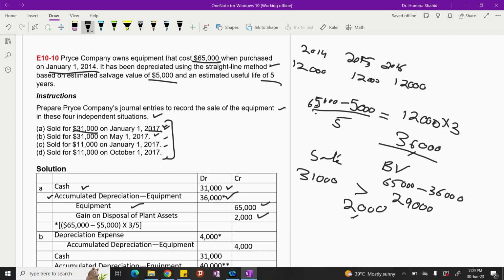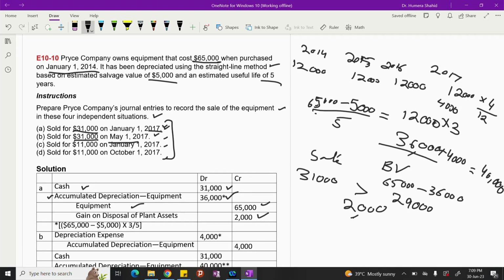Let's check the second journal entry. Sold for 31,000 on May 1st, not January 1st. Okay. Depreciation calculation is exactly the same, but now some months of 2017 are also added. How many months? 4 months. Why? Because May 1st. So January, February, March, and April, 4 months. So I need to calculate partial year depreciation, 12,000 multiplied by 4 months out of 12 months. So here I get 4,000. So it's no more 36,000, it's plus 4,000, that is 40,000 is the accumulated depreciation.